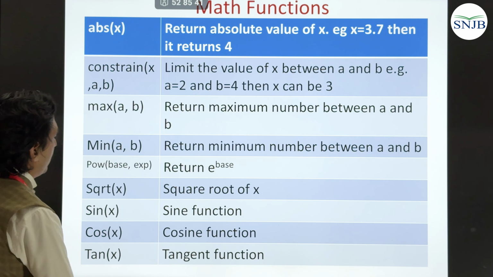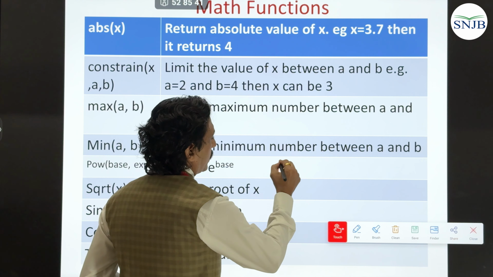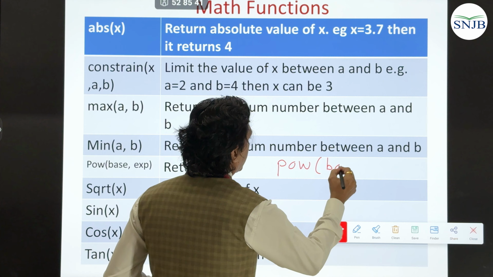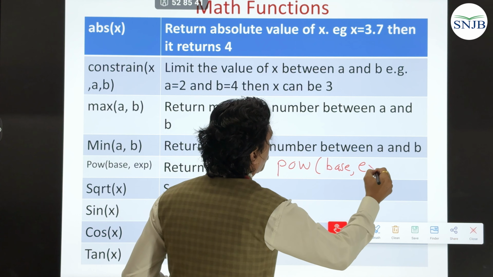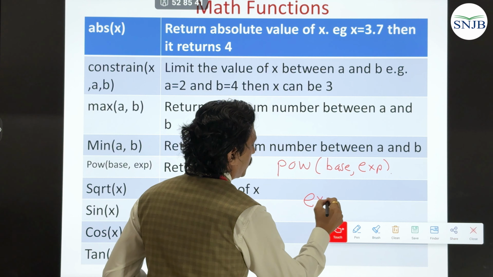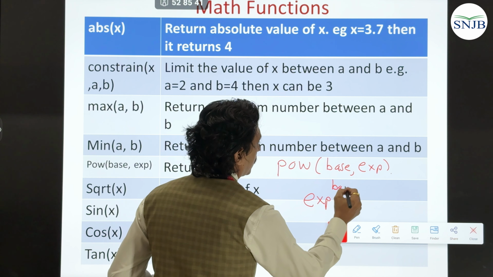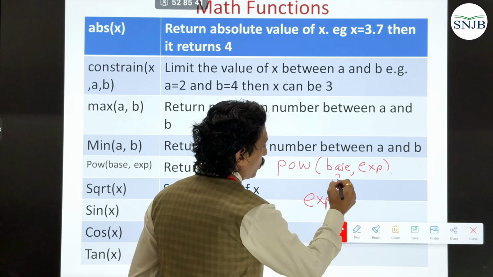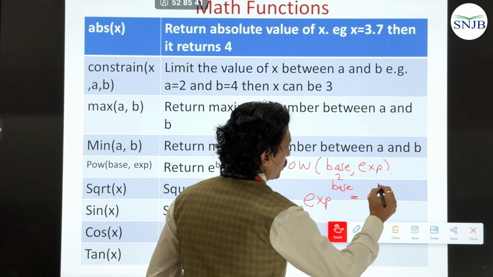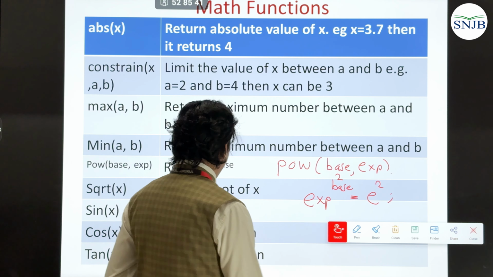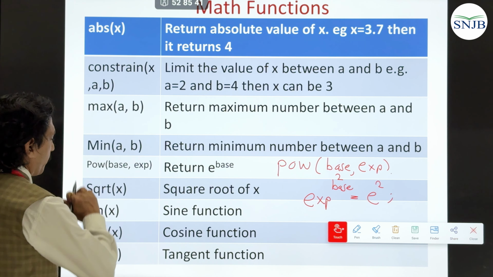Then power. The syntax is this one, power, base comma exponent, so it gives us the output like base raised to the exponent. If the value of exponent is 2, it means base raised to 2, this is the value we are expecting. So this is about power.